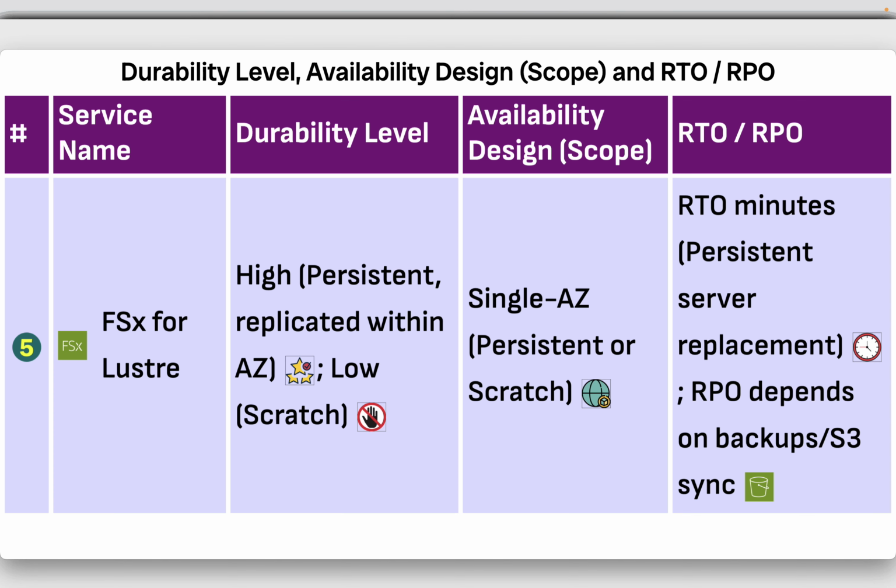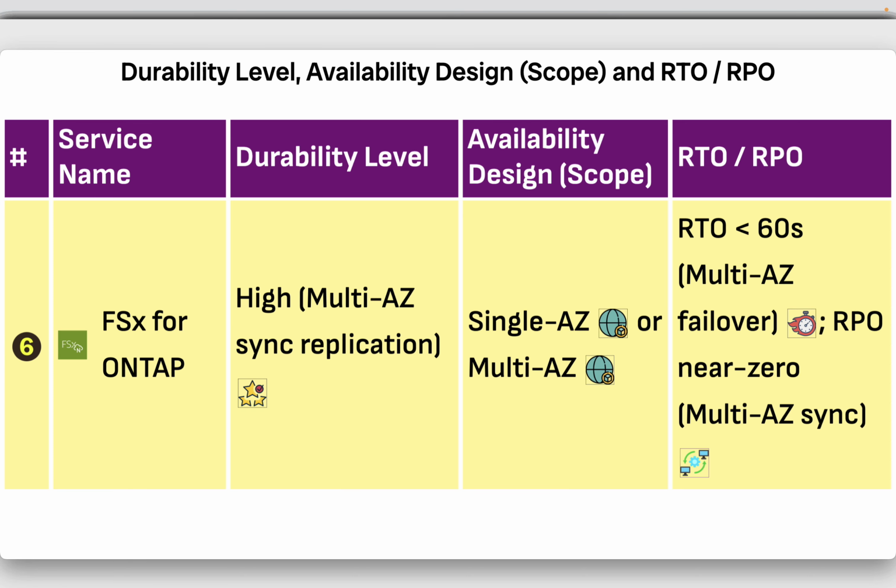So both is persistent mode only. So FSx for NetApp ONTAP, durability is high. It's a multi-AZ synchronous replication. Availability, you can go for single AZ or multi-AZ. Coming to RTO and RPO.